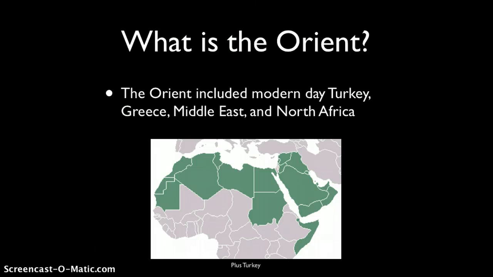So what is the Orient? The Orient included modern-day Turkey, Greece, Middle East, and North Africa. So in this image you can see most of the highlighted countries, plus Turkey. So this is really what we consider the Arab world today.